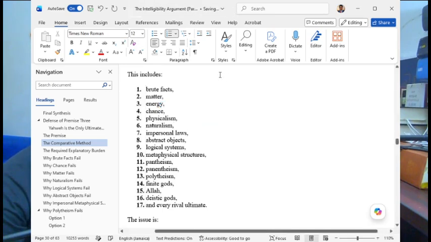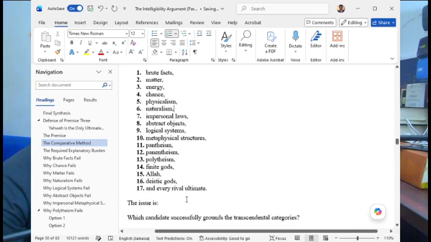So we got 17 candidates. Brute facts is ultimate. Matter is ultimate. Energy is ultimate. Chance is ultimate. Physicalism is ultimate. Naturalism is ultimate. Impersonal laws are ultimate. Abstract objects are ultimate. Logical systems are ultimate. Metaphysical structures are ultimate. Pantheism is ultimate. Panentheism is ultimate. Polytheism is ultimate. Finite gods is ultimate. Allah is ultimate. Deistic gods are ultimate. And every rival ultimate.